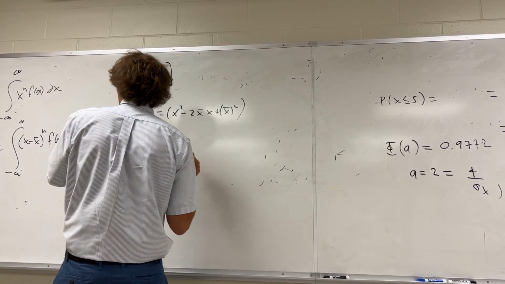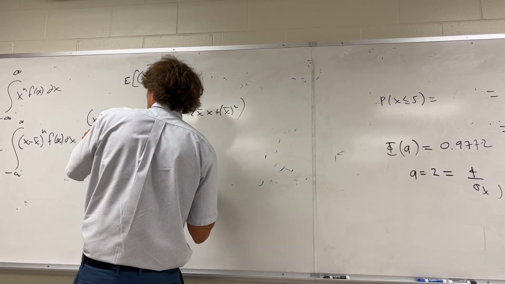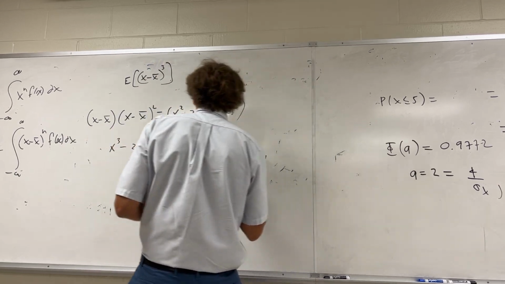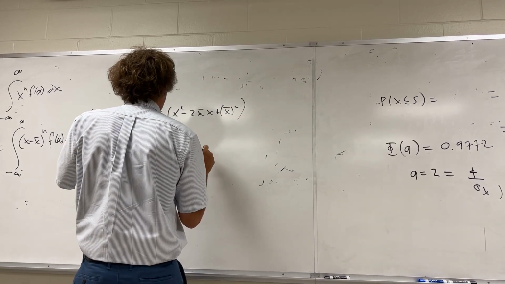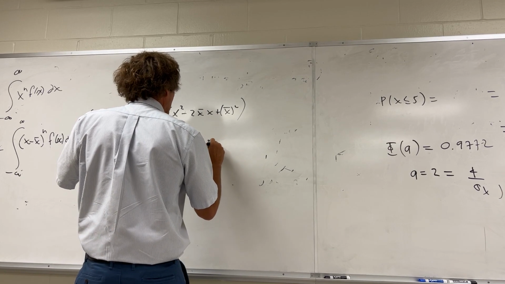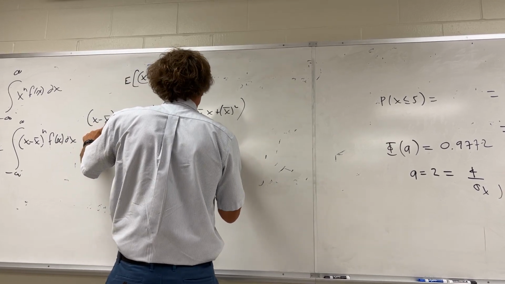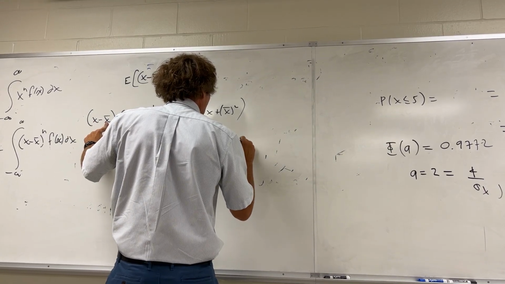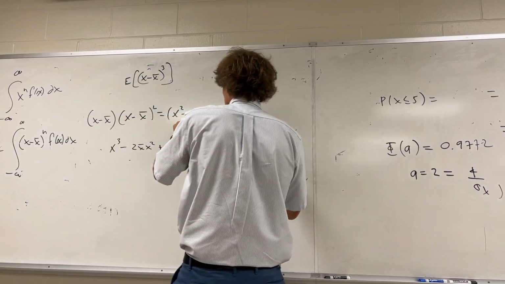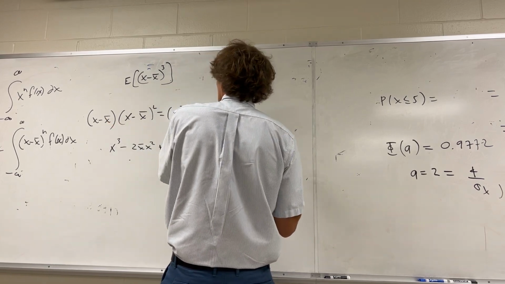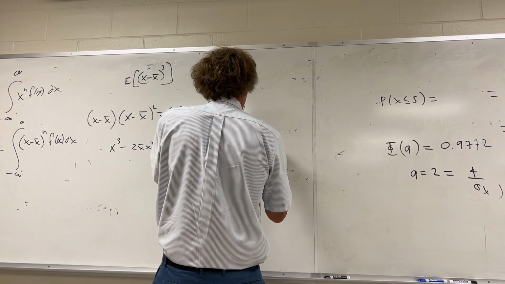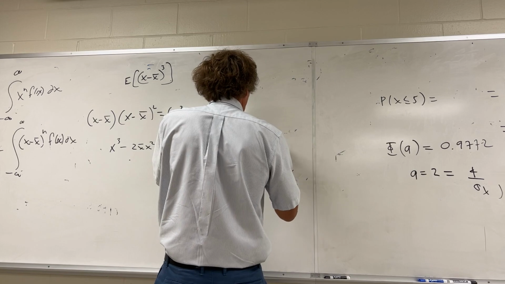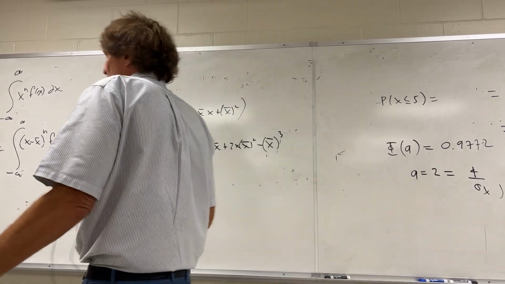Then I have to subtract. I take the negative x bar and multiply it through. So I get minus x squared x bar, then plus 2x x bar squared. That's this times this, right? This times this is going to be minus x bar cubed. Can you all follow me?